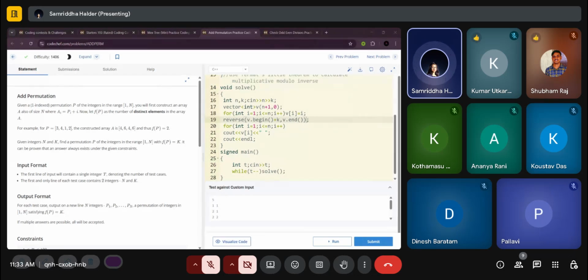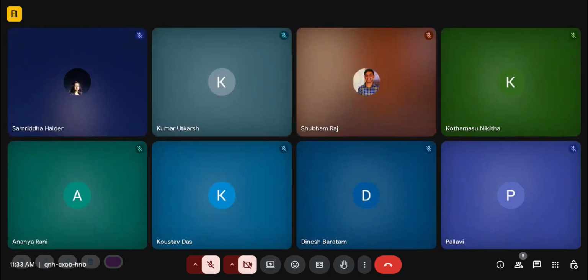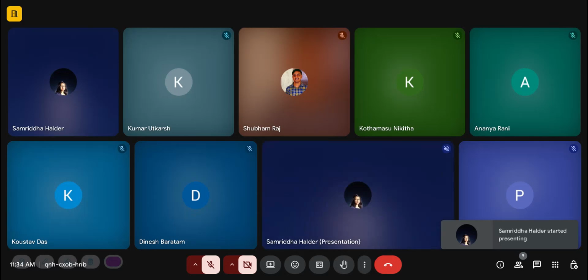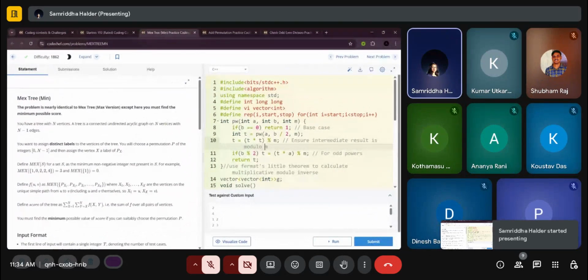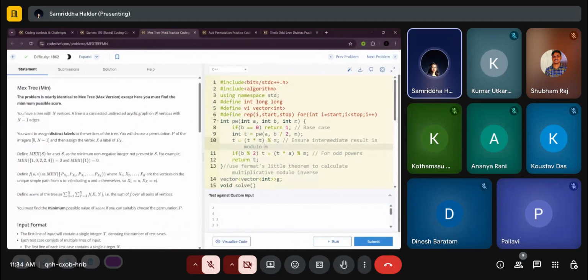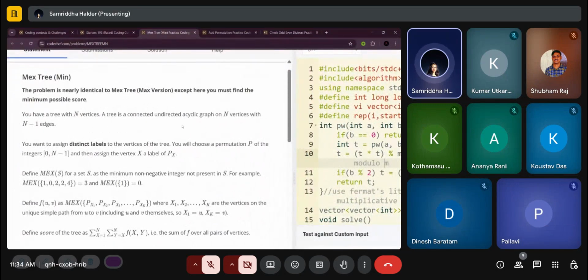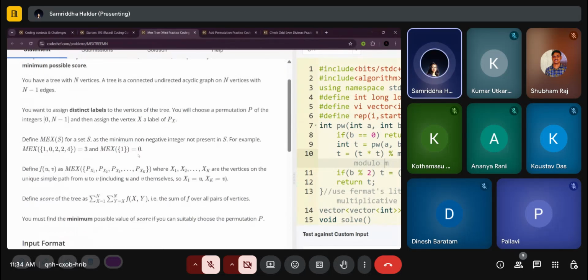Okay, good. Next, we are going to the last question. Okay, first let us read the question properly. It needs understanding. You have a tree with n vertices. A tree is a connected undirected acyclic graph on n vertices with n minus 1 edges. Meaning all the nodes are connected to each other.